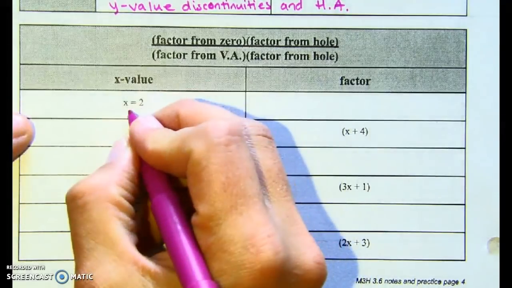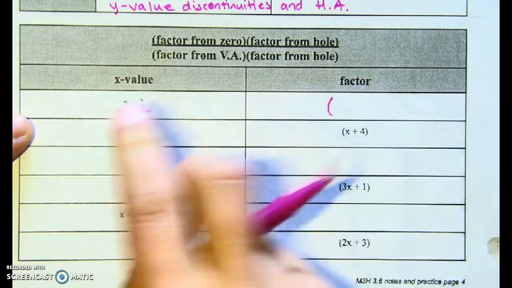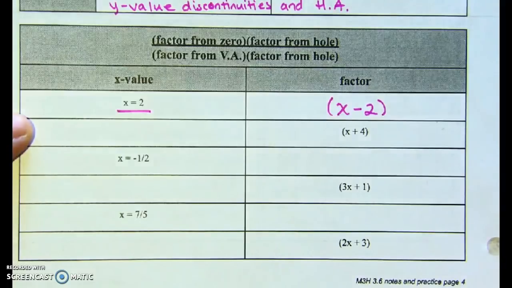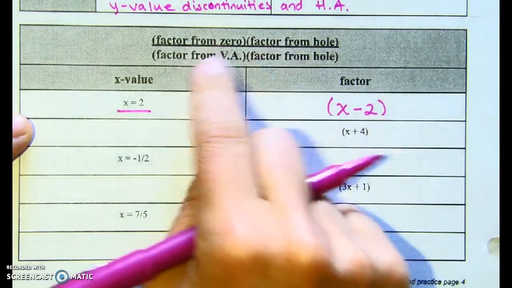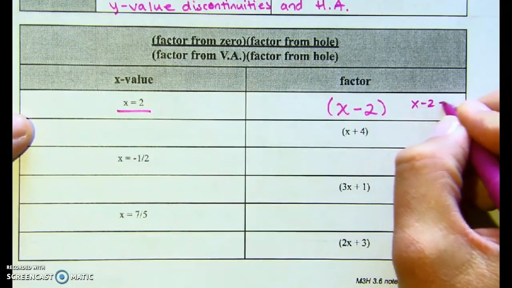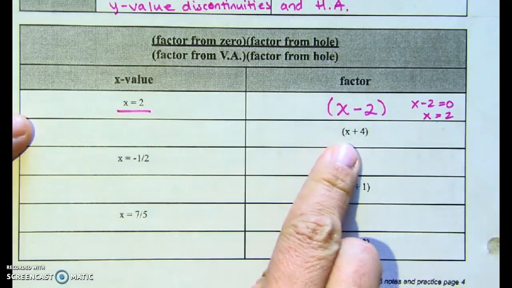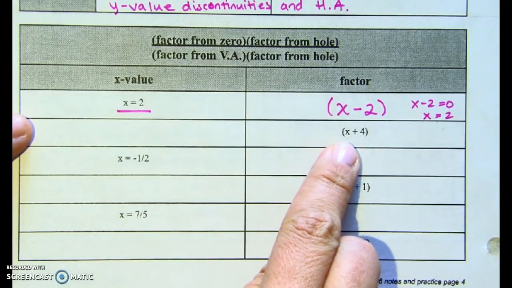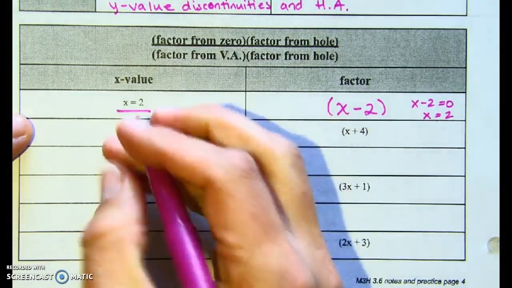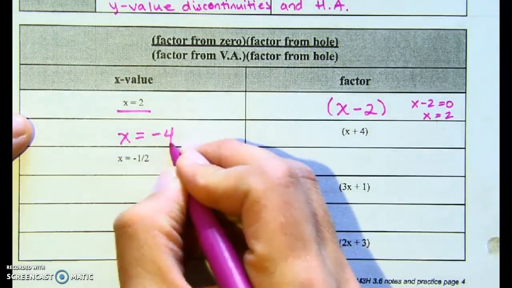If this is your x value, what would your factor be? What would this come from? This would come from the factor x minus 2, right? Because what we're doing is we're setting these factors equal to 0. So if we set x minus 2 equal to 0, we would get x equals 2. Okay, so if this is a factor, like let's say this was the hole, this was the factor that canceled, then where would the hole be? The hole would be at x equals -4.